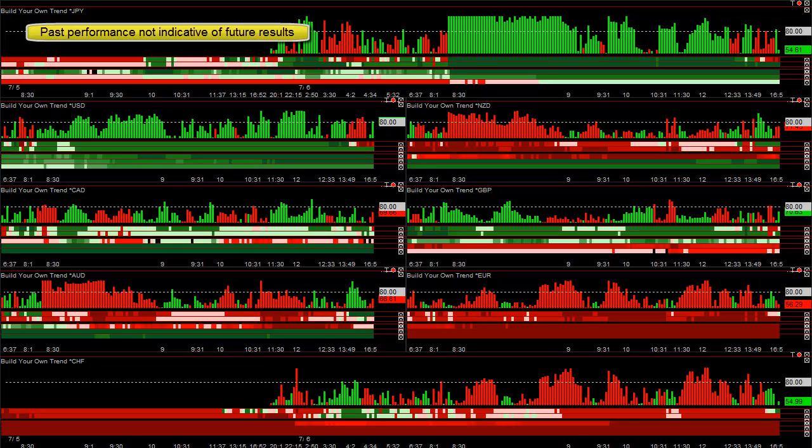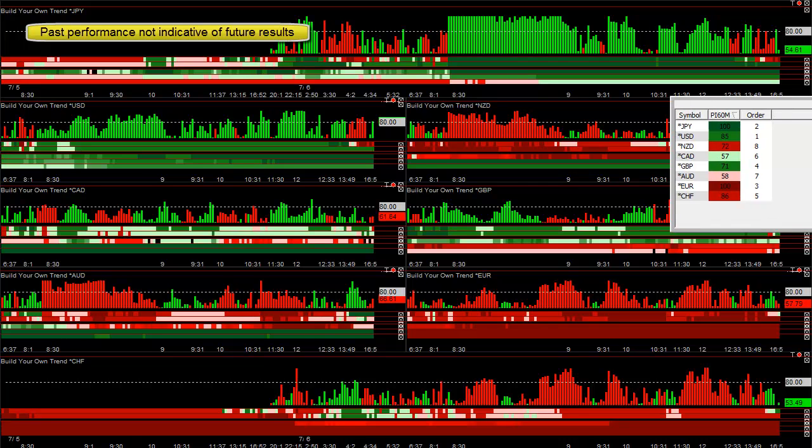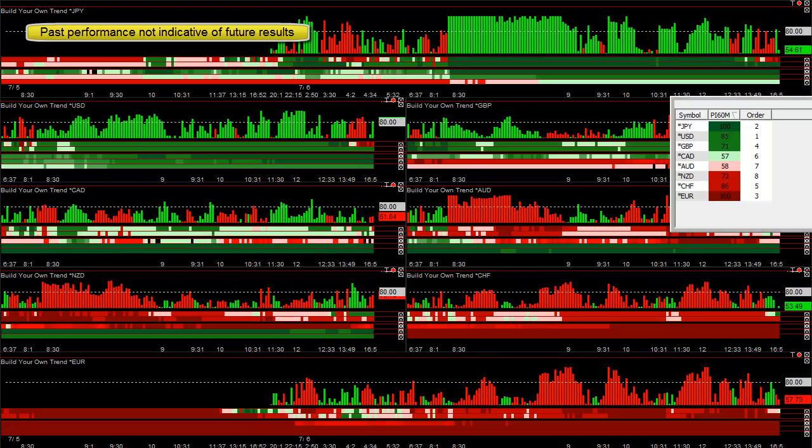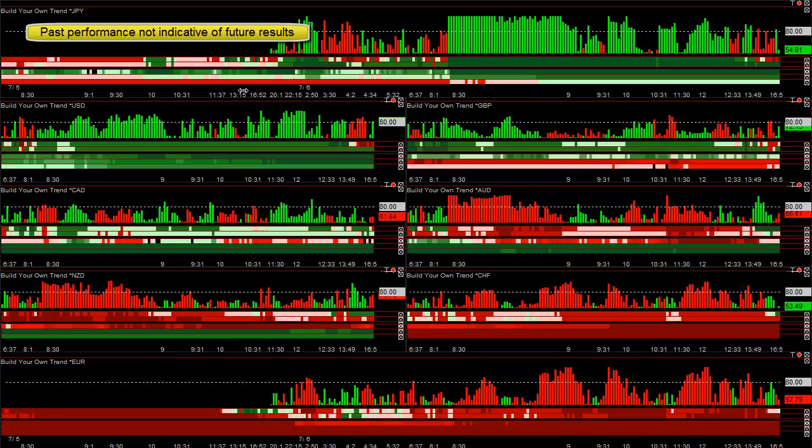The first step is always to use the currency meter to find the strongest and weakest currencies. The new currency meter we released a few weeks ago allows you to sort from strongest to weakest currencies. And obviously the yen, the dollar, and the pound are the strongest ones.